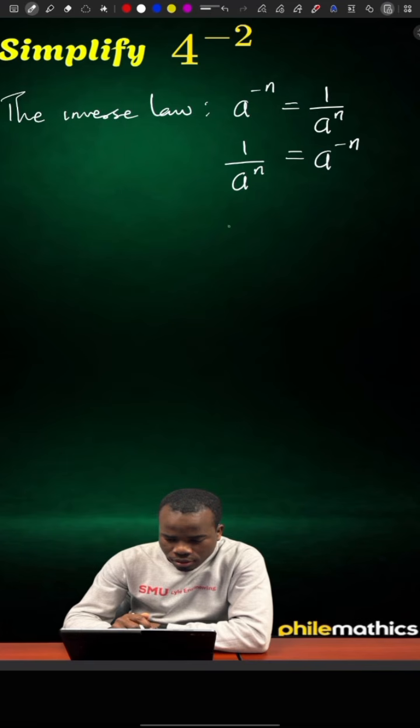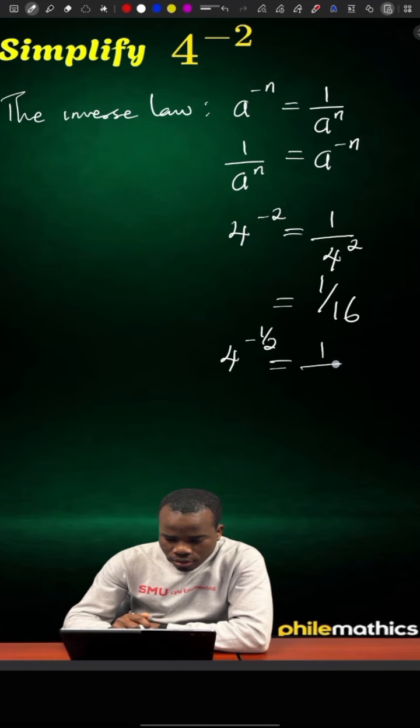It means 4 to the power minus 2 is simply 1 over 4 to the power 2. We can leave it like this, or we can leave it as 1 over 16. However, if this was to be 4 to the power minus 1 over 2, just the same thing we did, it will be 1 over 4 to the power 1 over 2. And to the power 1 over 2 is the same as square root. So this is 1 over square root of 4. This is simply 1 over 2.